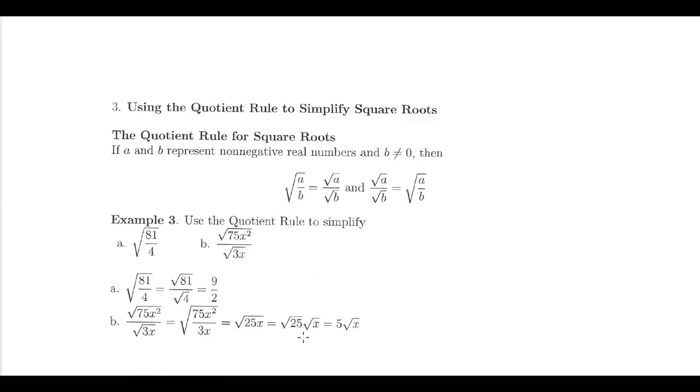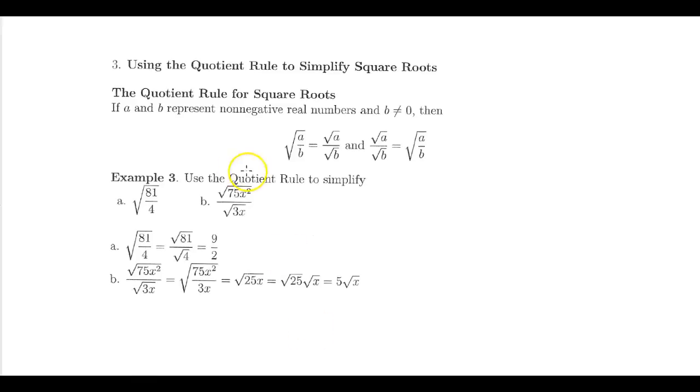There's also a quotient property, or a quotient rule. So if we have the square root of a over b, we can write that as the square root of a over the square root of b, or vice versa. If we start off with square root of a over square root of b, we can write that as a fraction, as a radicand underneath the radical, a over b. And as long as b is not equal to 0, we'll be able to work with these expressions.